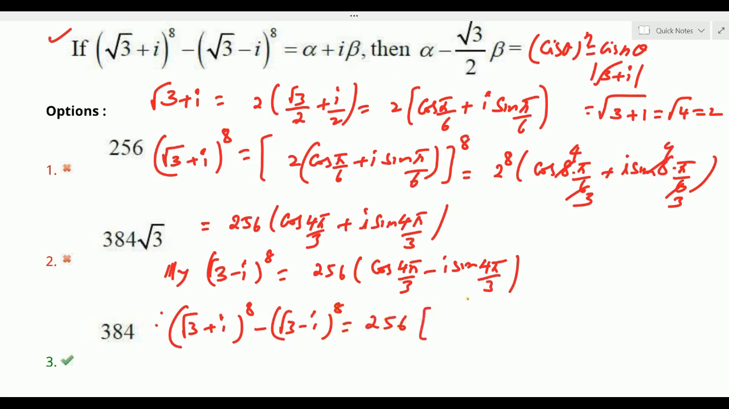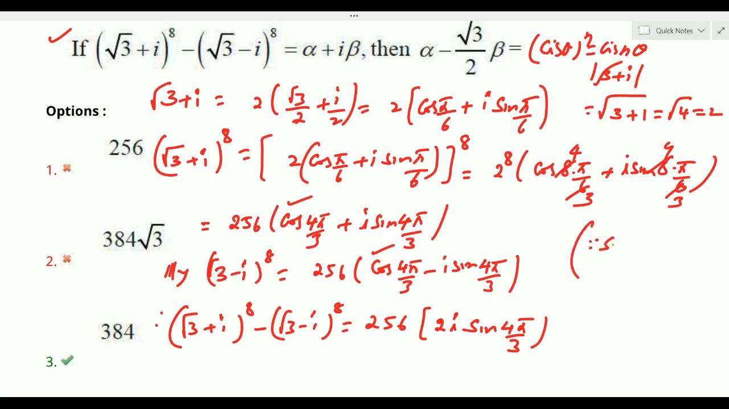By the subtraction, what happened? In the real part, cos 4 pi by 3 and cos 4 pi by 3 get cancelled. The imaginary part is left out 2 times, that is 2i times sin 4 pi by 3. You know what is the value of sin 4 pi by 3?